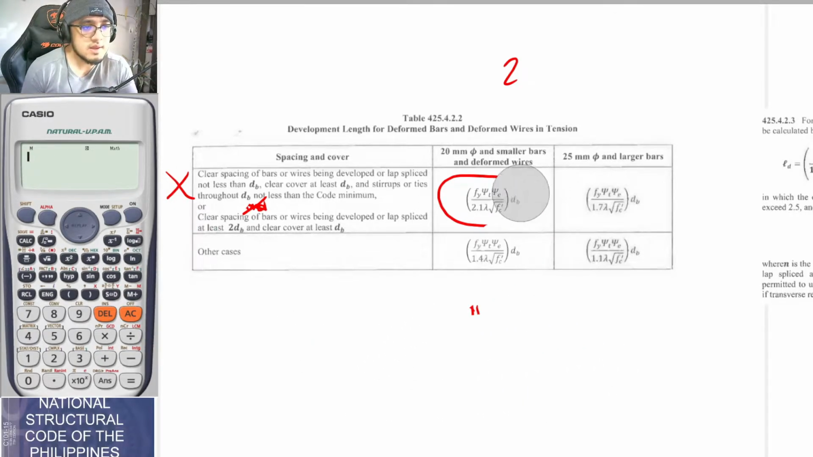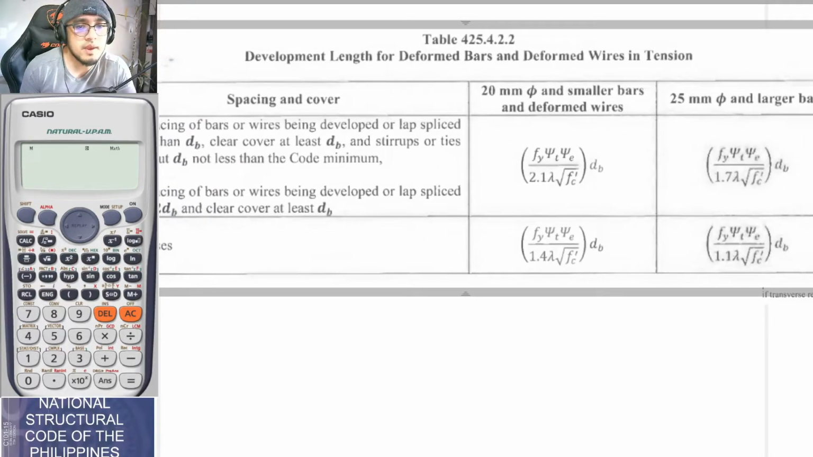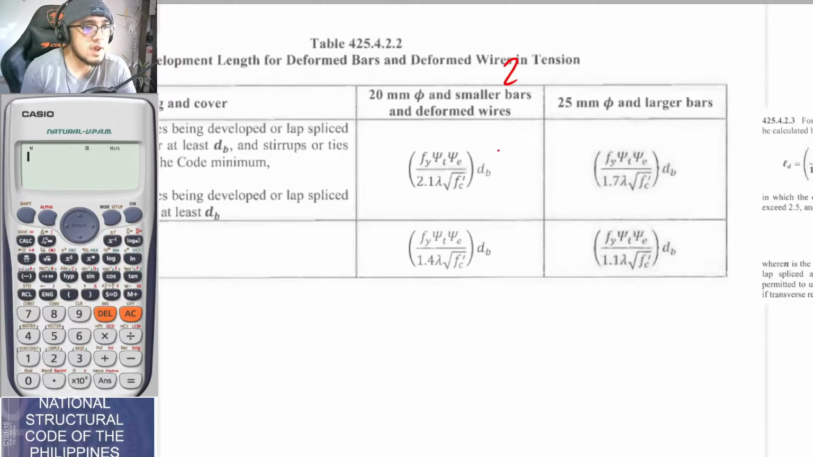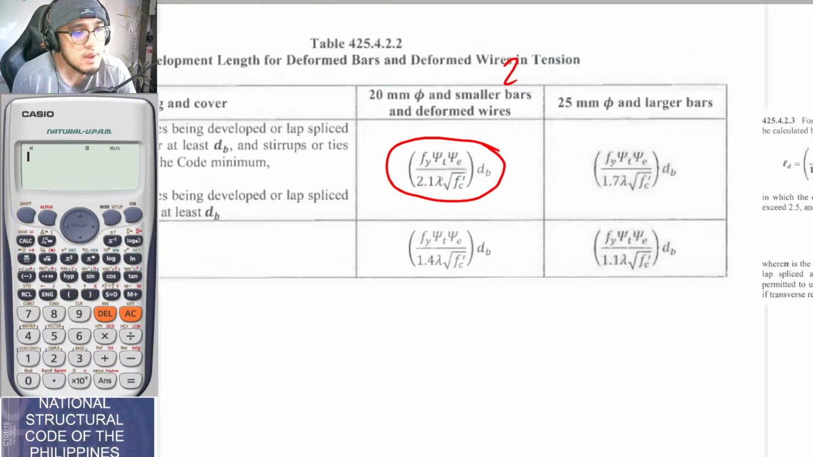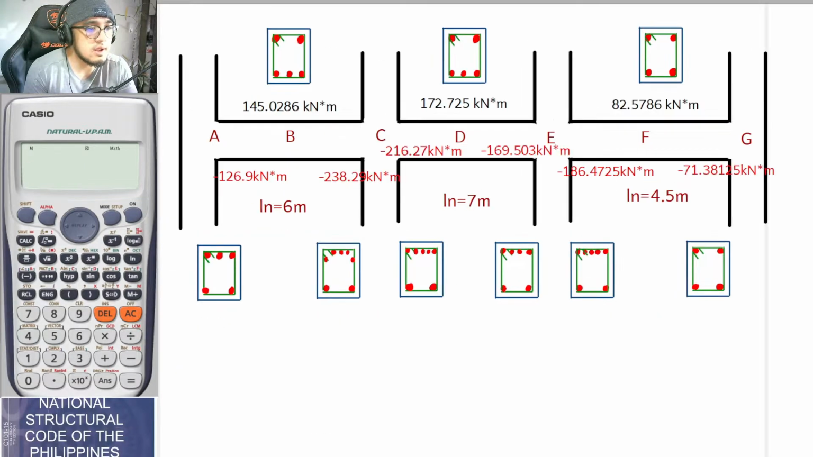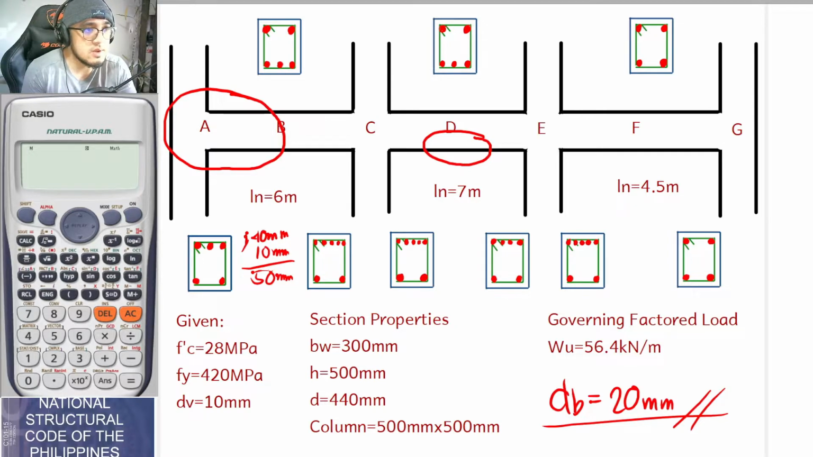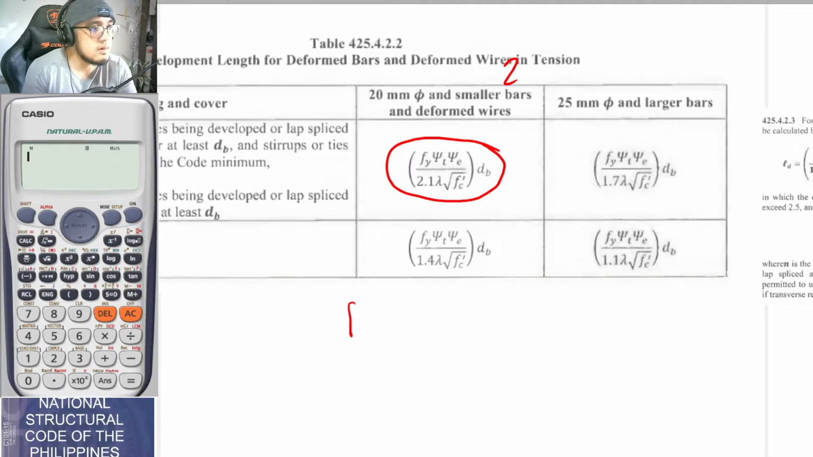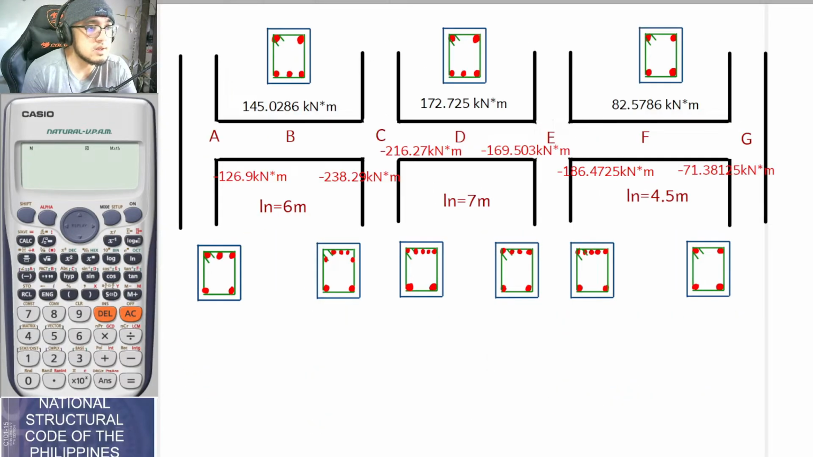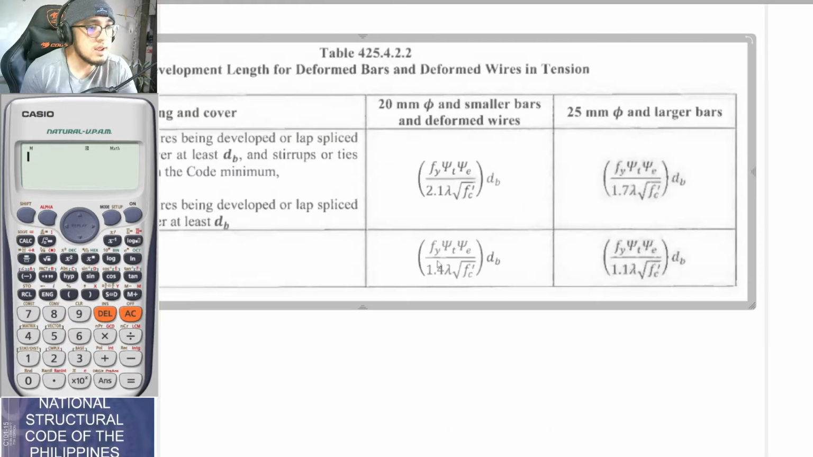Okay, so I will just be increasing the size here once again for you to see it better. So we would be making use of this provision once again, which is Fy times psi t times psi e divided by 2.1 times lambda times square root of Fc prime, the quantity times the diameter of the rebar. Okay, so what is the value of our Fy? By the way, isulat ko na nga lang dito. So wala tayong space. So let's just solve for them here. So I will just be copying this to our slide here.